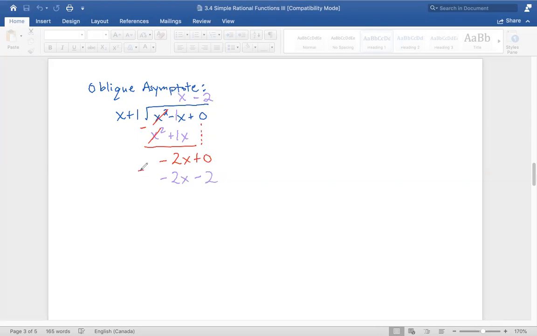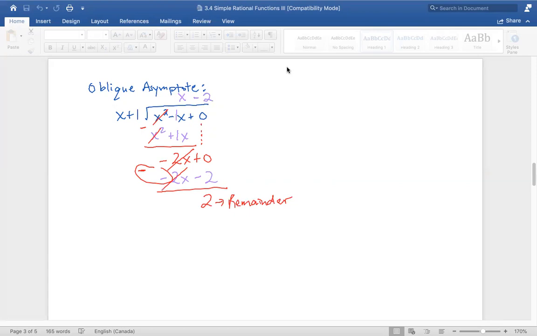And then keep in mind I am subtracting these. So when I have a negative 2x, that would be a plus. So negative 2x plus 2x, they're opposites, they cancel out. 0, negative, negative, so 0 plus 2. I'm going to end up with a positive 2 there. That is my remainder.